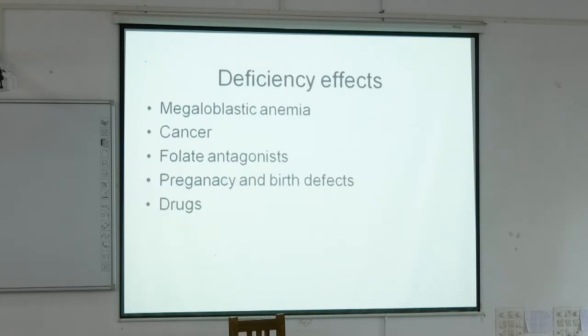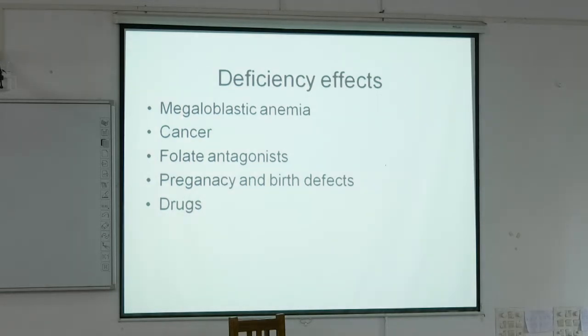Now, deficiency manifestation. Very, very important. Deficiency manifestation of folic acid: megaloblastic anemia. Erythrocytes are larger with nucleus. Then cancer, and folate antagonists. Means in case of cancer there is folate deficiency. In case of folate deficiency there is megaloblastic anemia. In case of cancer there is folate deficiency.